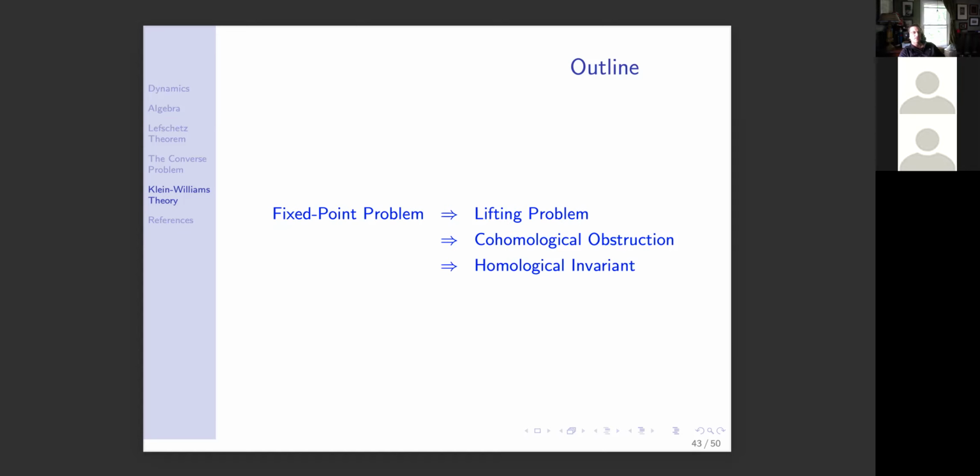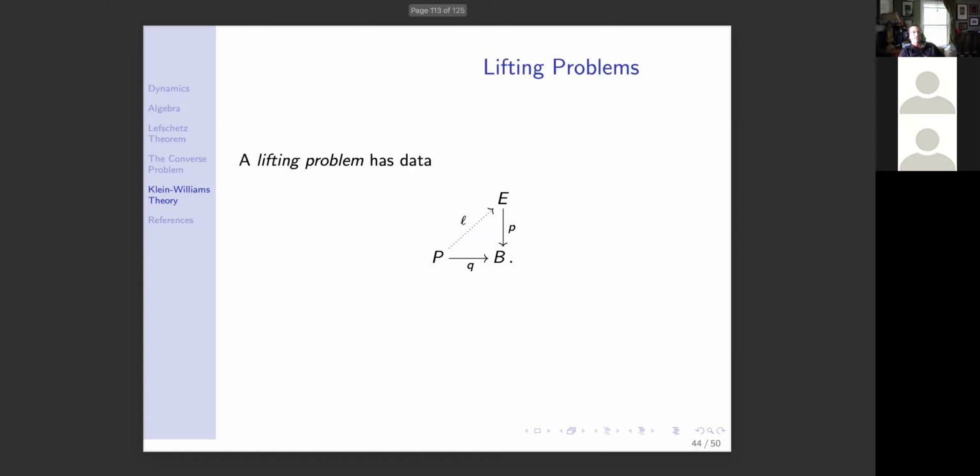This is what we do. So I'm going to give you a small taste of it in this talk. It's really not going to do it justice, though. Okay, so here we go. So what is a lifting problem? A lifting problem is the following data.